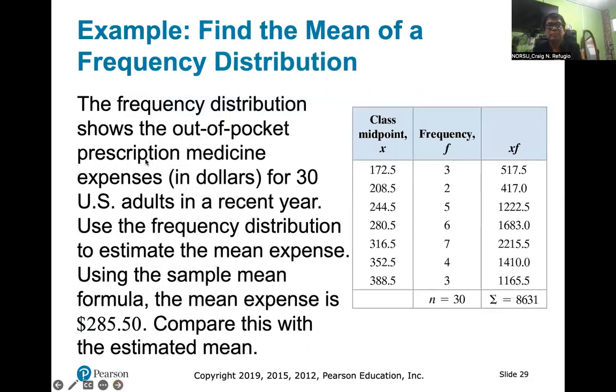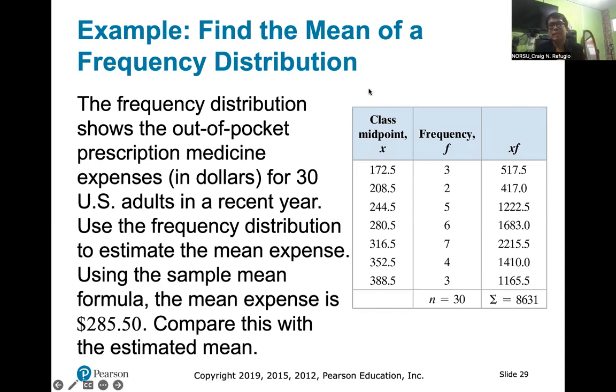So here's an example. The frequency distribution shows the out-of-pocket prescription medicine expenses in dollars for 30 US adults in a recent year. Use the frequency distribution to estimate the mean expense. Using the sample mean formula, the mean expense is 285.50. Compare this with the estimated mean.